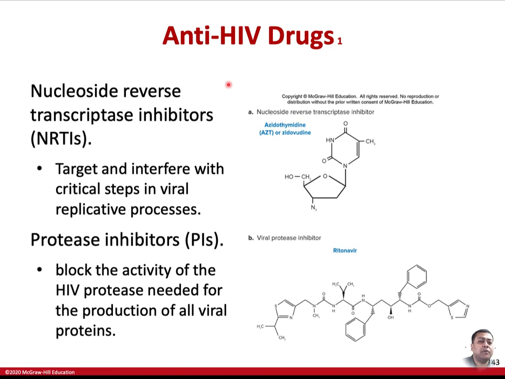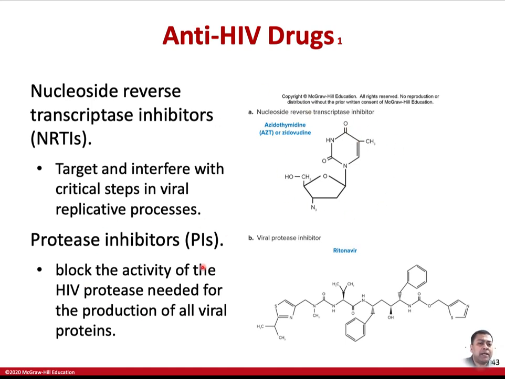So the first thing we are looking at is the nucleoside reverse transcriptase inhibitors, or in short, the NRTIs. This target interferes with the critical step of the viral replicative process, or inhibits reverse transcription. Azithromycin is an example of this. There is another similar drug known as zidovudine, but these are not used that much due to a high amount of resistance.